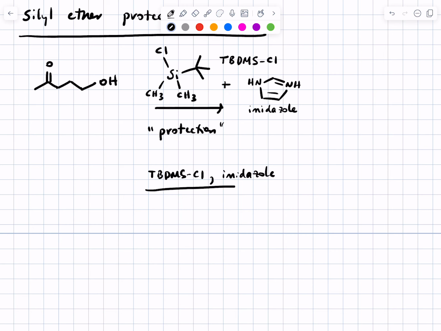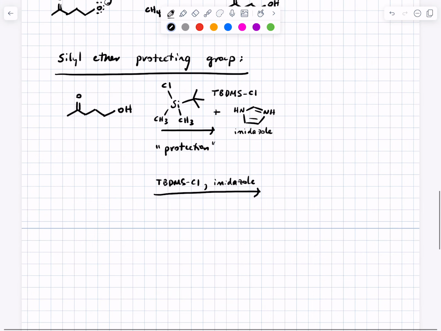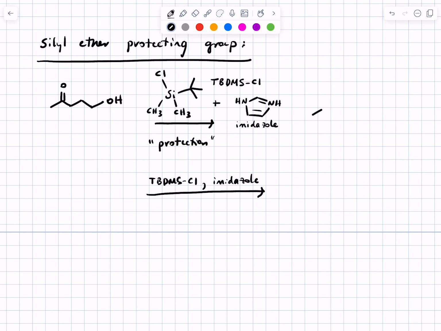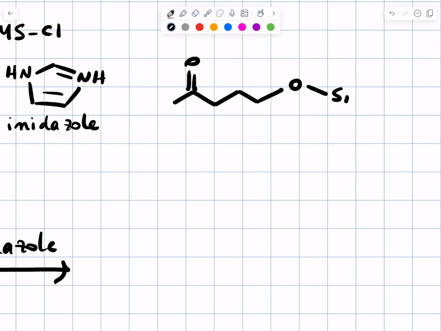I won't show you the mechanism of this reaction. Doing so is possible, but not really that useful to you, so it's sort of extraneous details. Essentially, you're doing an SN2 reaction at the silicon. You remove the proton from the alcohol, and you make a new bond between oxygen and silicon. The chloro is the leaving group. The methyl groups are here. And then you have the tert-butyl group there.